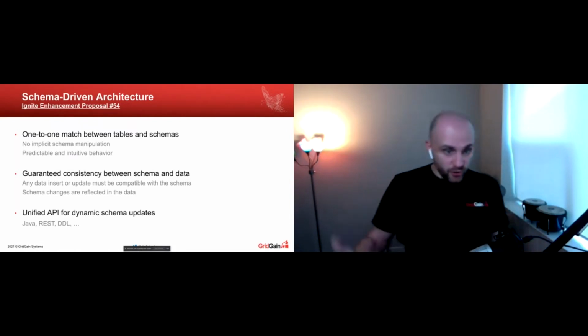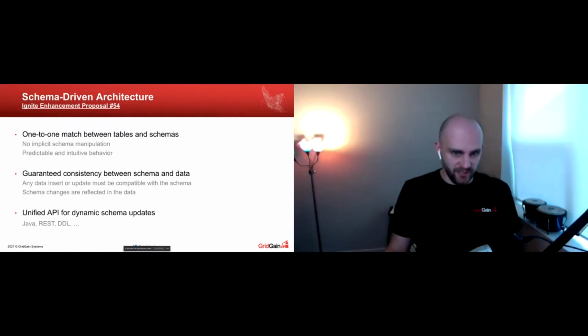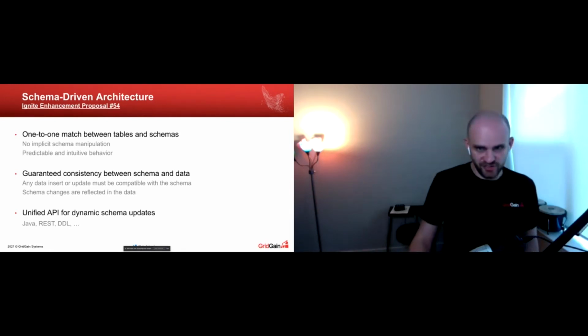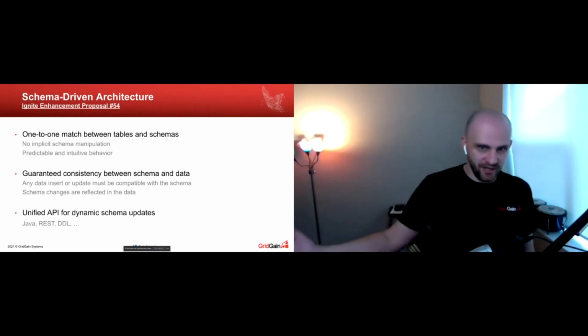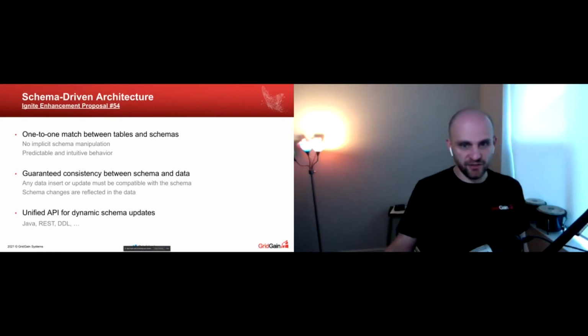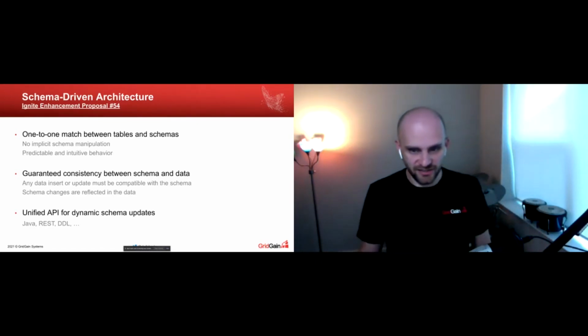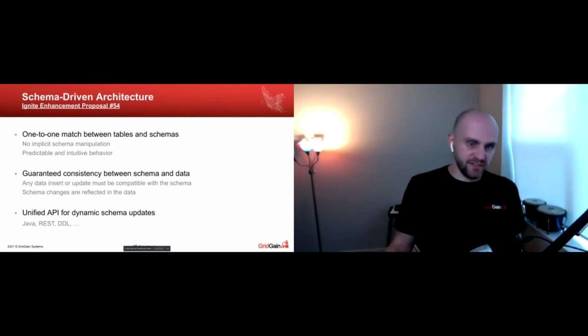We also will have a unified API for dynamic schema updates. Again, similar to configuration, we'll have a clear API which will allow you to do those schema changes in runtime without cluster restarts, without any kind of additional cluster manipulations. We potentially will have multiple different APIs for that. We'll have the Java API as a basis, and then we'll build a REST API on top of that. DDL, of course, will also utilize that. One of the great things here is that all those different APIs will utilize the same underlying mechanism. This is one of the requirements that we put there.